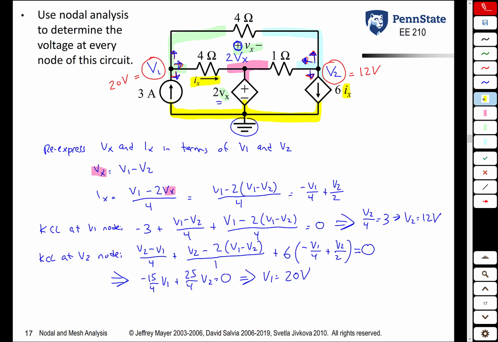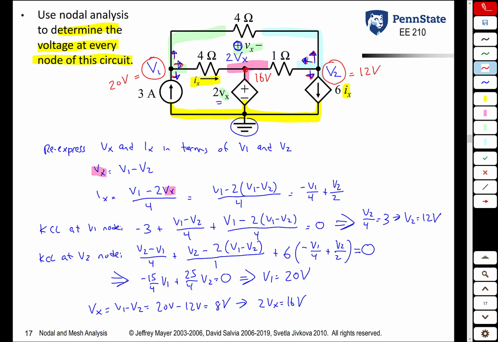What did the question actually ask for? It said, determine the voltage at every node of the circuit. So we're actually 2/3 of the way through because we know V1 and V2. We now can figure out the voltage at the pink node. Remember, that was the dependent source voltage. It was 2Vx, but Vx itself is what? Vx is V1 minus V2, 20 volts minus 12 volts, or 8 volts. So that means that 2Vx is 16 volts. That's our final node here. So at this point, we've now answered the question and found the voltage at every node in the circuit.